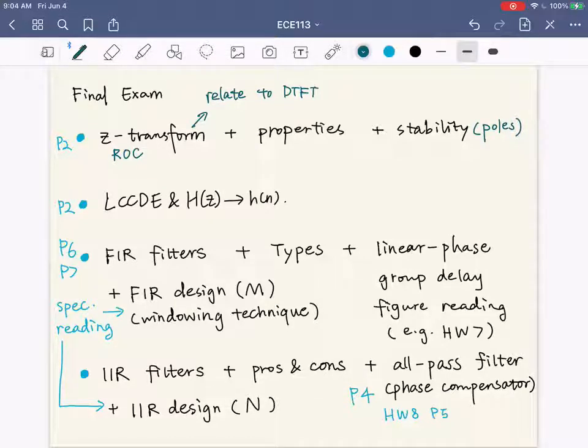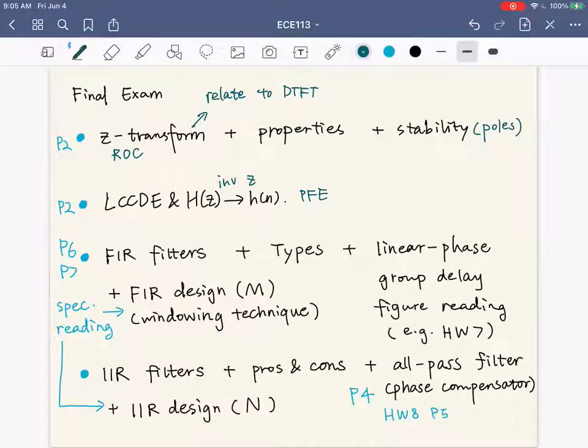Next, we'll go to LCCDE. We solved the difference equation before the midterm, but here we need to master how to tackle it with the Z transform. We'll turn the difference equation into the transform of our impulse response, and then do the inverse transform to get our h of n in the time domain. Here you need the technique of partial fraction expansion.